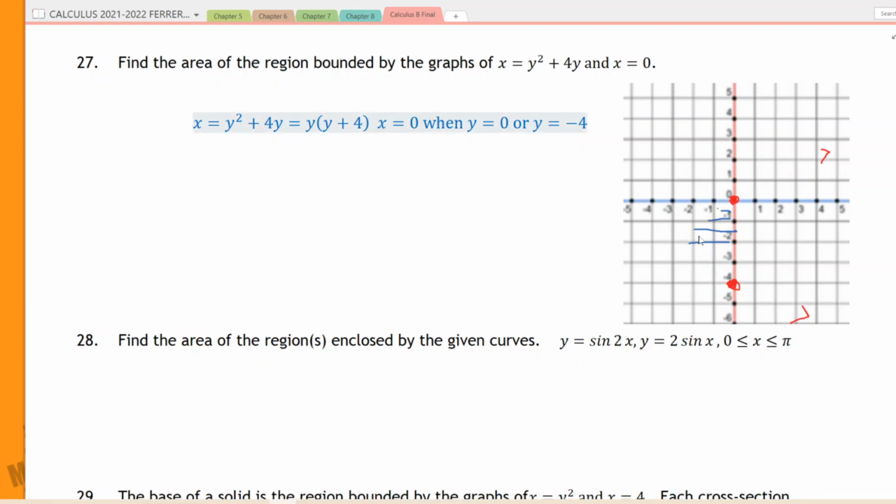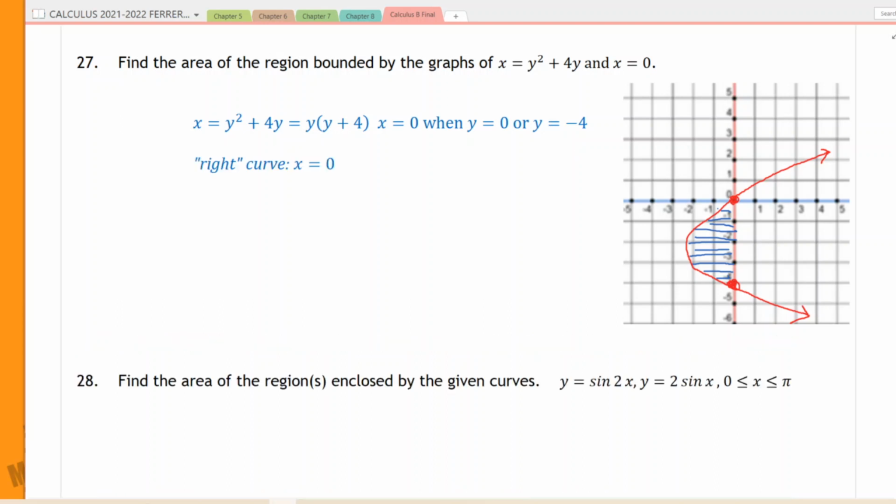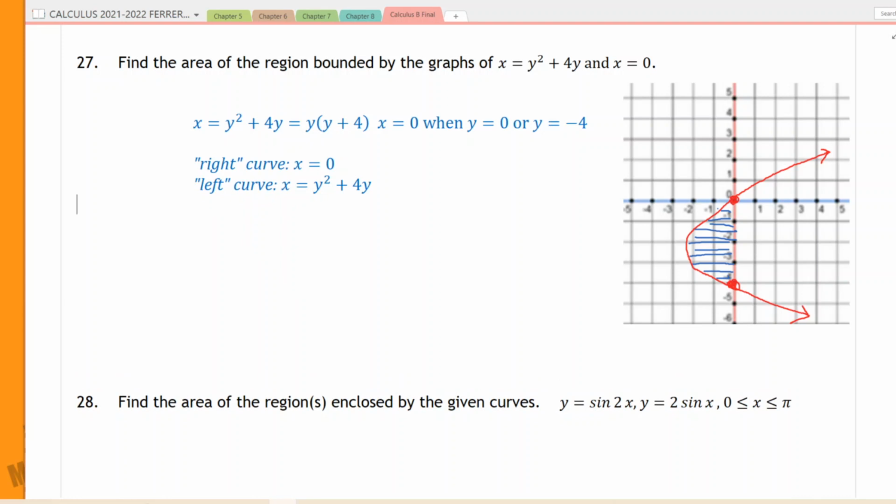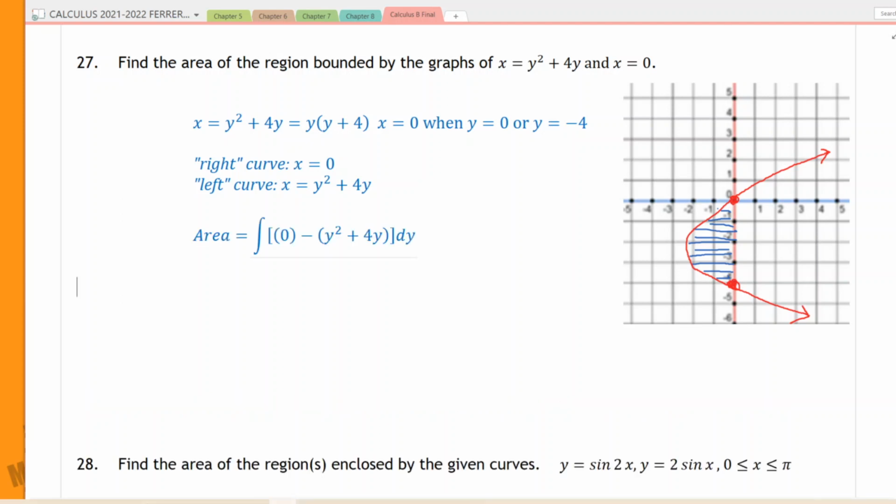This tells me that I'm going to have to use the left curve minus the right curve. I did that backwards. We have to use the right curve minus the left curve. The right curve is going to be the y-axis, which has the equation x equals 0. The left curve is going to have the x coordinates equal to y squared plus 4y. So when I put this together for an area integral, we're going to have the integral of 0 minus the quantity y squared plus 4y.